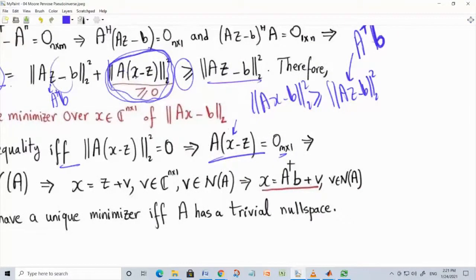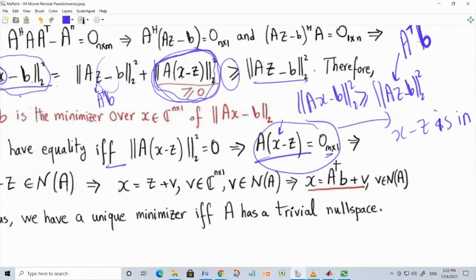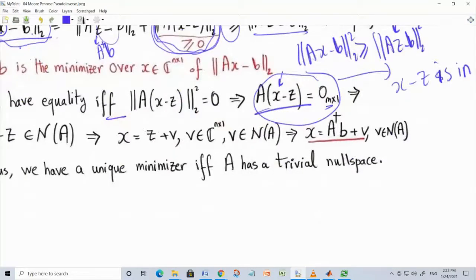Here A multiplied by x minus z is the all-0 vector. If you see this equation, it automatically tells you x minus z is in the null space of A, right? And so the solution to the least squares problem is z plus any vector in the null space of A. So that's the general solution.